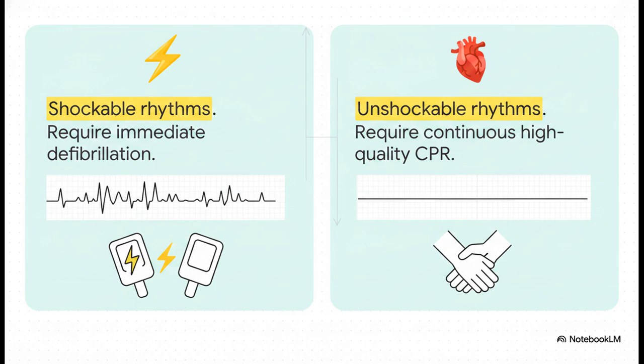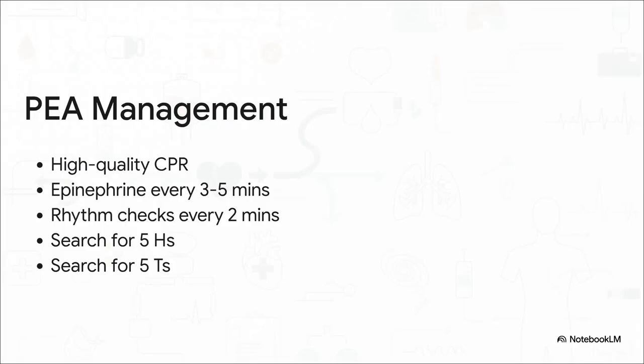For a pulseless patient, you start CPR immediately and classify the rhythm into 2 distinct immediate intervention branches. On one side, shockable rhythms like ventricular fibrillation or pulseless VTAC require immediate defibrillation. On the other side, unshockable rhythms, specifically pulseless electrical activity and asystole, mean you keep going with continuous, high-quality CPR, no shock.